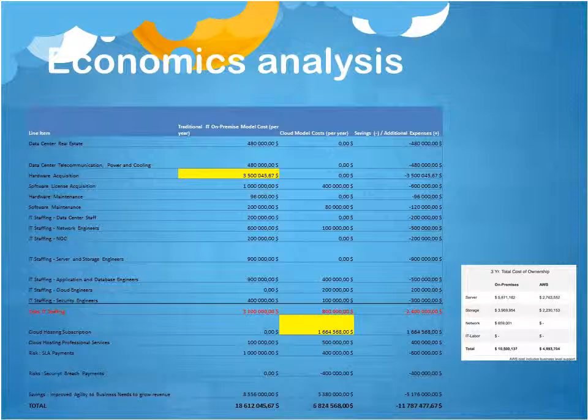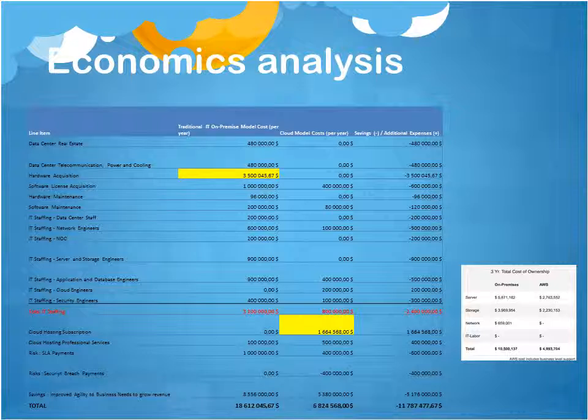hardware maintenance, software maintenance, IT staffing for data center, networking, NOC, server and storage engineer, application database, and cloud engineer. This will be for the cloud, the security engineers, and for the cloud, basically we'll have the cloud subscription, the hosting, professional service, and the risk for service level agreement payment, and the security, the risk related to the security that we mentioned.